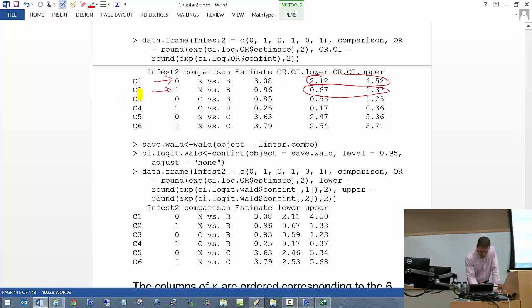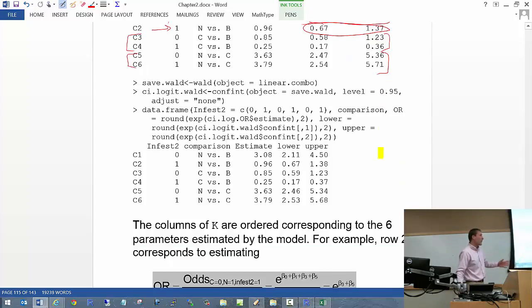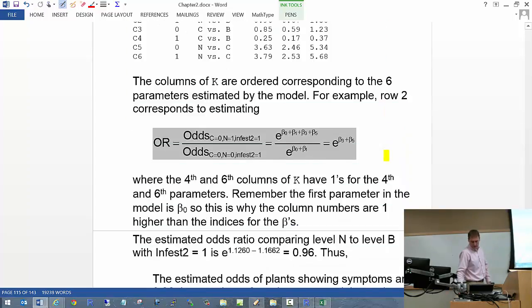You know, the next set of odds ratios, you see a very similar thing as well. But then the last two odds ratios, notice how the intervals are essentially about the same. So what that's saying is it doesn't really matter for infest method with respect to the C versus N combination comparison. Next are the Wald intervals. See those on your own.